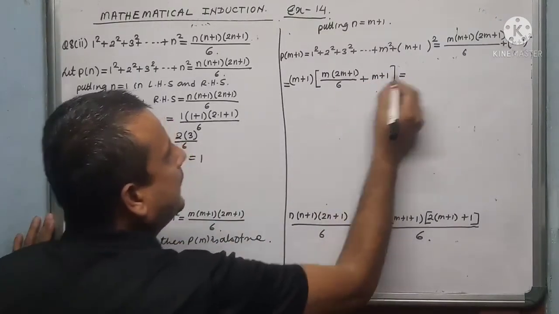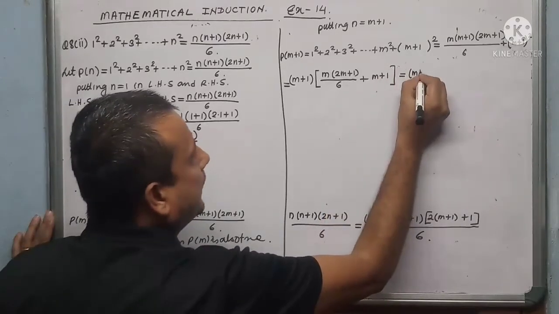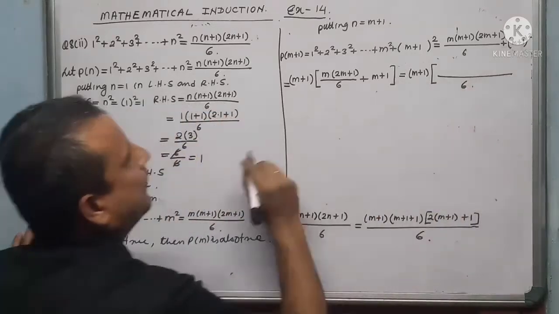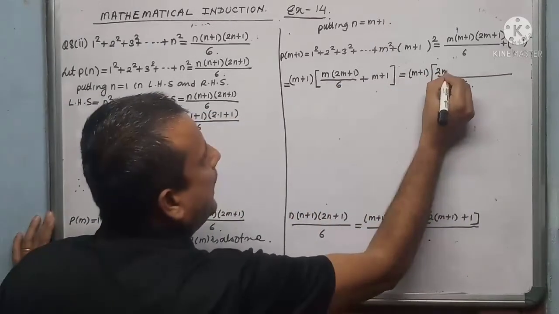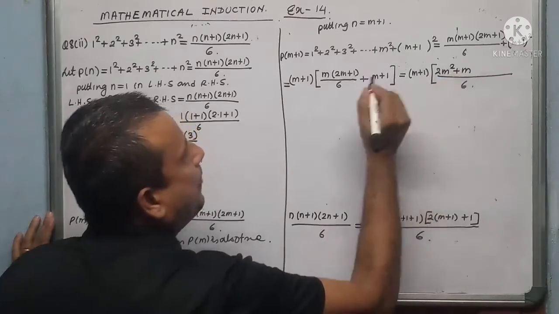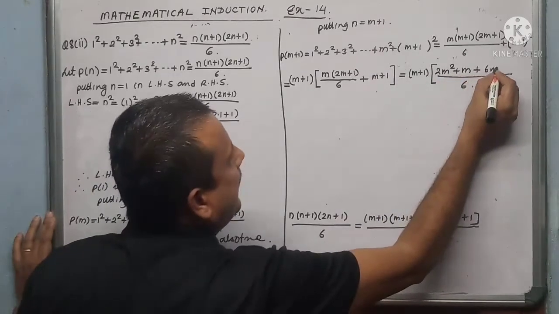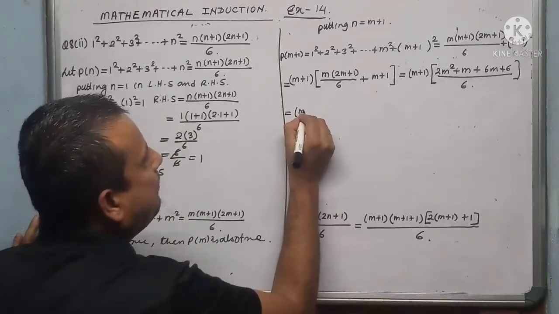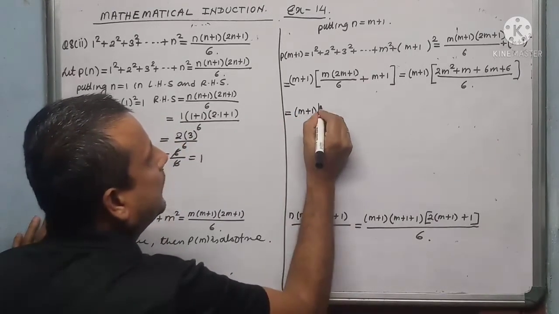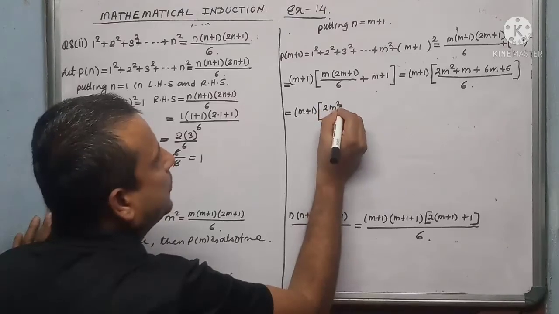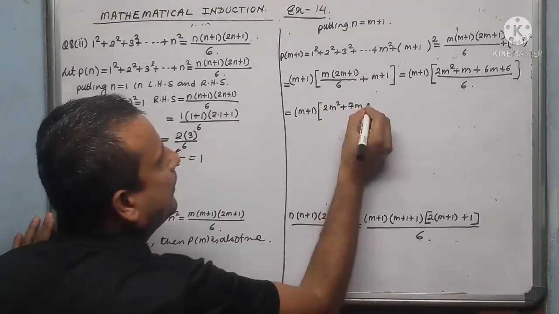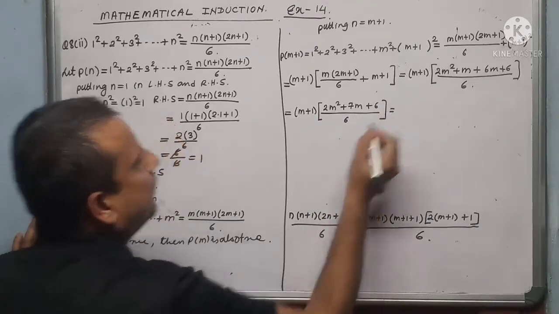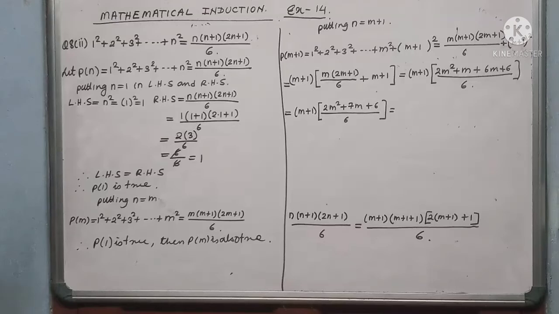Now I'll take LCM over here within a square bracket. I'll take 6 as LCM. It is 2m square plus m plus 6m plus 6. After that, it will be m plus 1 into 2m square plus 7m plus 6 divided by 6. Now we can factorize the numerator of the square bracket.